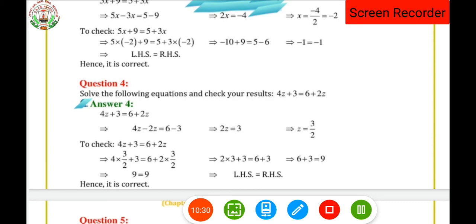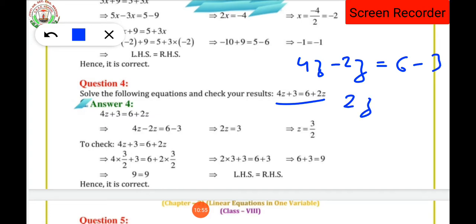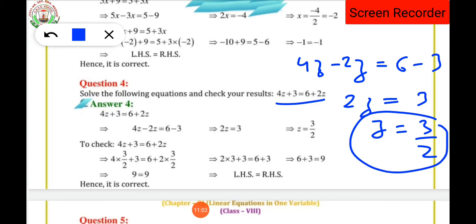Next we have the equation again, 4z plus 3 is equals to 6 plus 2z. When you are transposing the constant to one side and the variable term to the other side, it will become 4z minus 2z is equals to 6 minus 3. Okay. Now 4z minus 2z will be 2z is equals to 3. Now what value of z do we have? 3 by 2.